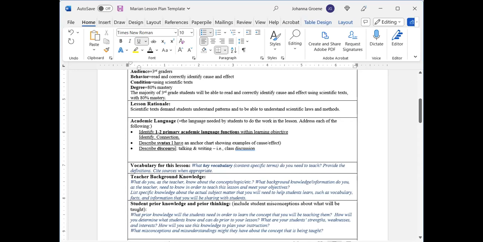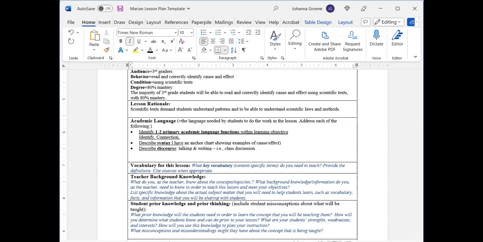The discourse, how they're going to use the language. They're going to be doing a classroom discussion, right, before they do their individual activity. So I'll say a classroom discussion on cause and effect, and we'll have different scenarios that we can come up with, in particular to the scientific texts. Again, since I'm making this up, I don't have them in front of me. You do.